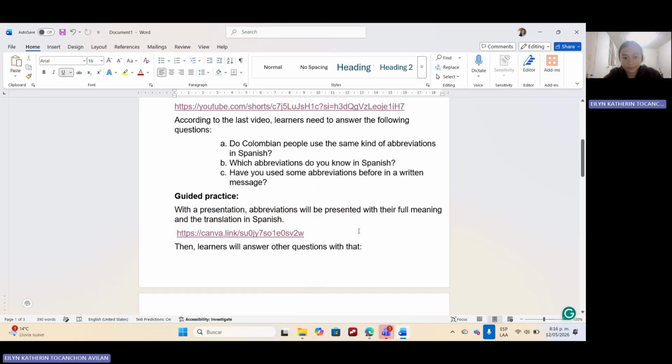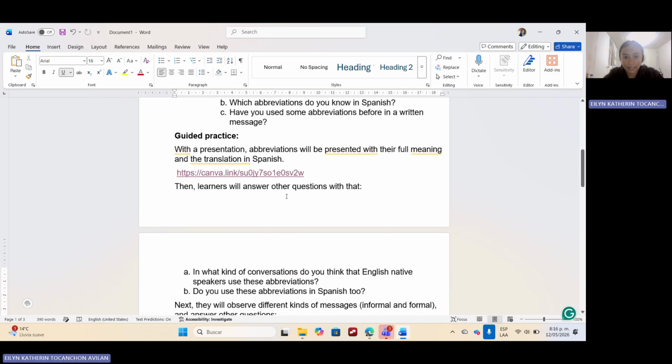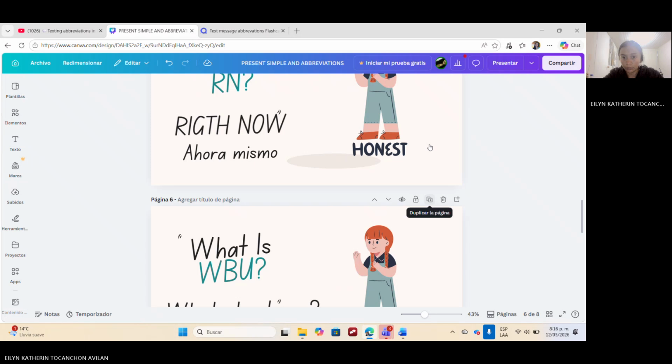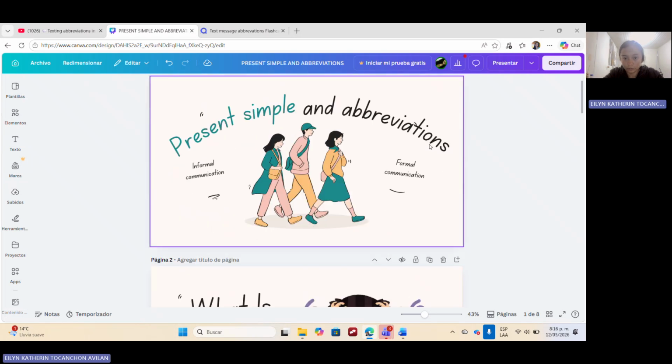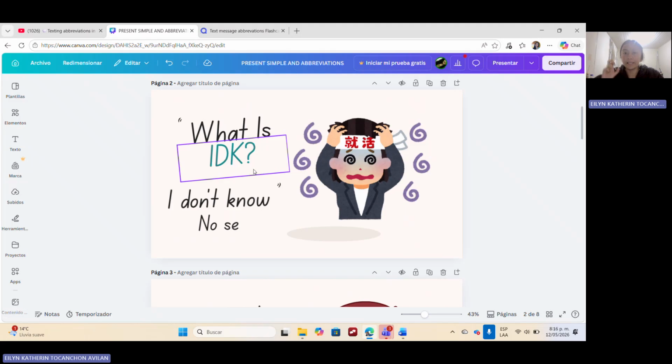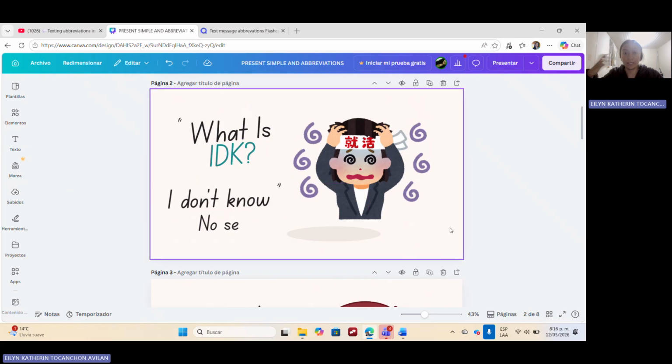Okay, so with the guided practice, we're going to start with some abbreviations in a presentation. We have only five, because it can be too much information for the first lesson. The idea is to show less content and show them pictures or images to better catch the information.